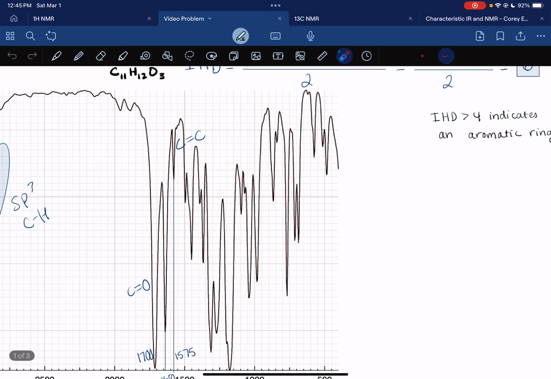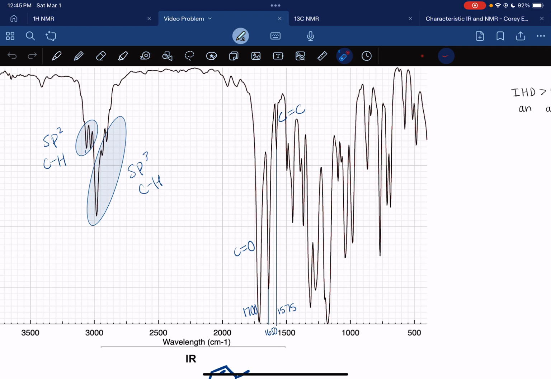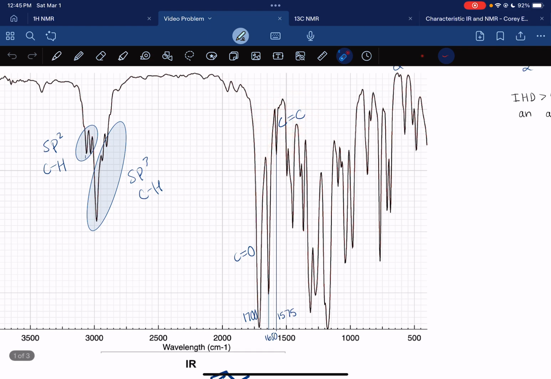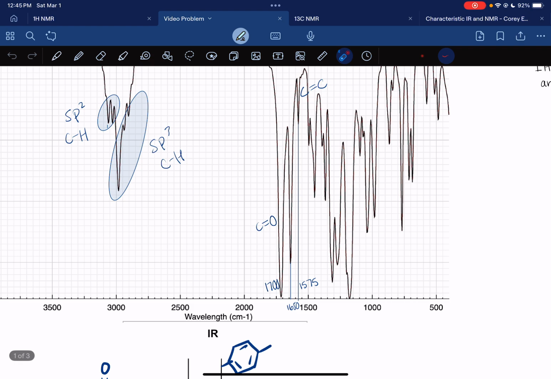And the important thing to note is that if the IHD is greater than 4, it strongly indicates that we have an aromatic ring. So let's look at the IR spectra, and we can see that around 1600 we have a little peak here, and this correlates to the carbon-carbon double bond. And then coming back down a little bit, around 1700 we have another peak, which is very powerful, and this indicates the C=O double bond.